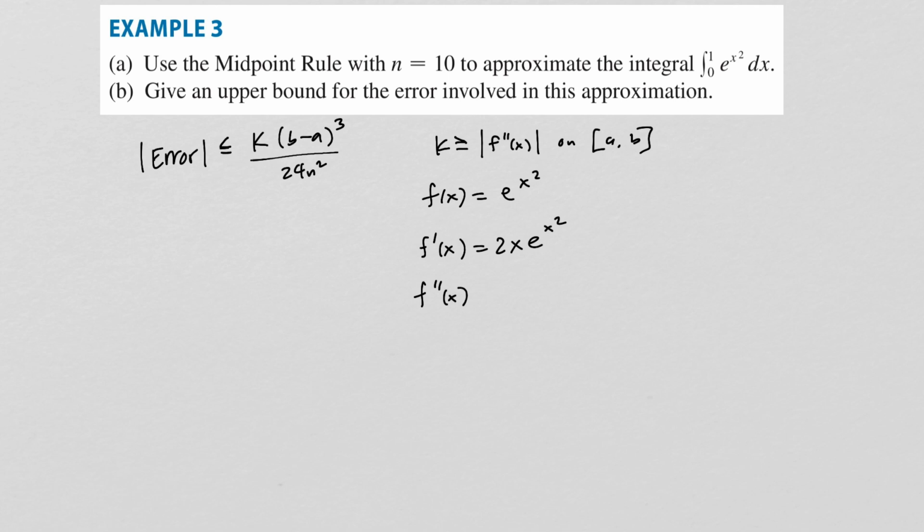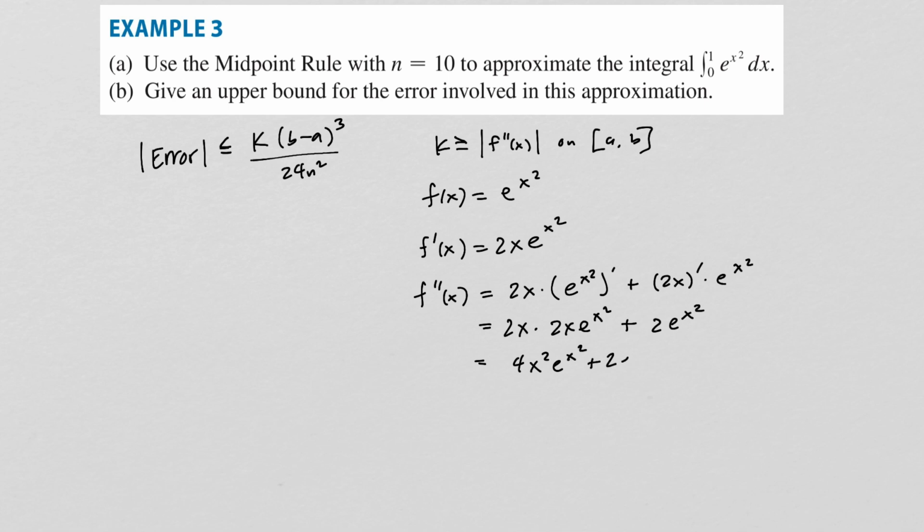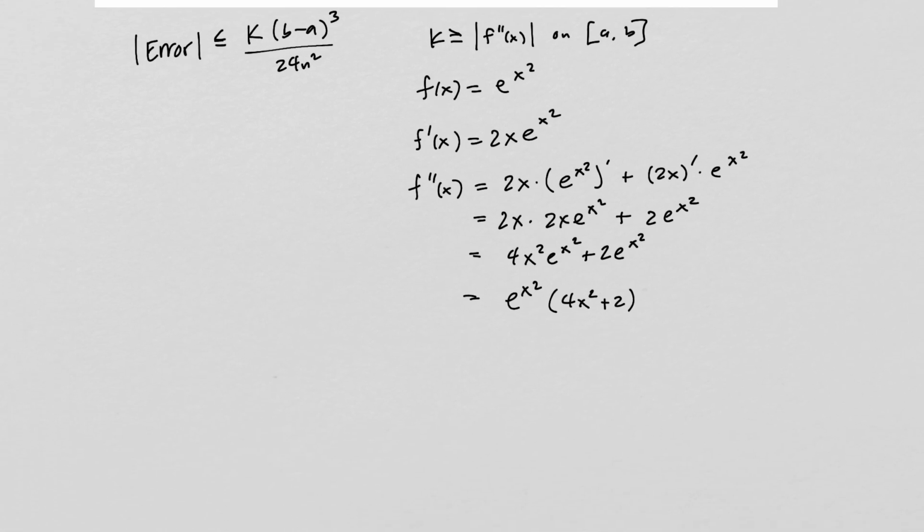And for the second derivative, we have to use a product rule. So 2x times the derivative of e to the x squared, plus the derivative of 2x times e to the x squared. And this is going to be 2x times 2x e to the x squared plus 2 times e to the x squared. And this is 4x squared e to the x squared plus 2e to the x squared. And if we factor out an e to the x squared, we get e to the x squared times 4x squared plus 2.